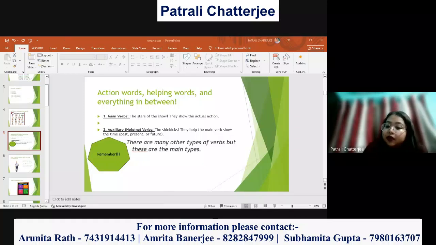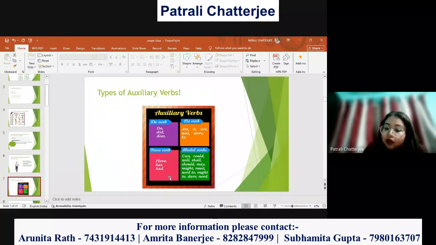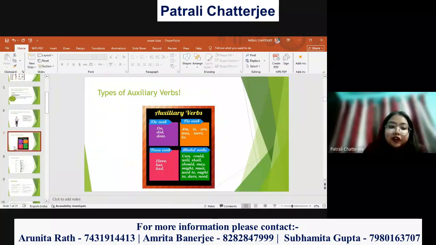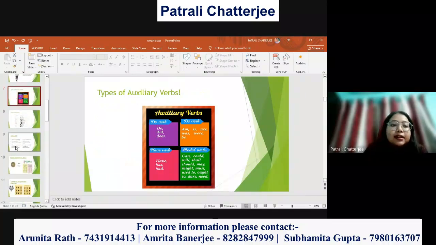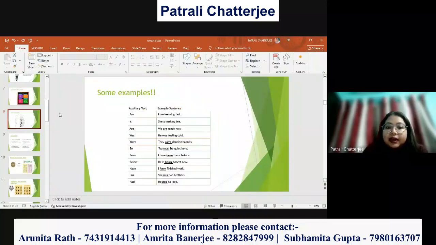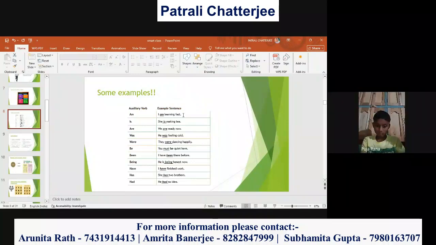We looked at the types of the auxiliary verbs, right? These are all the auxiliary verbs. When we do the individual sessions, we will learn this in detail, right? Some of the examples are there. See, I am learning fast.